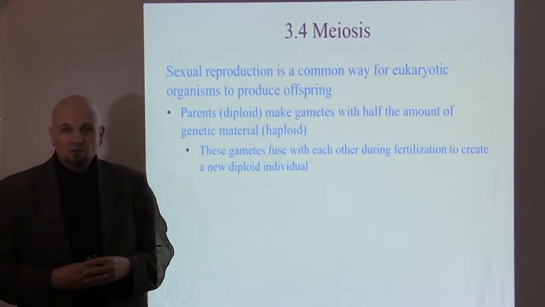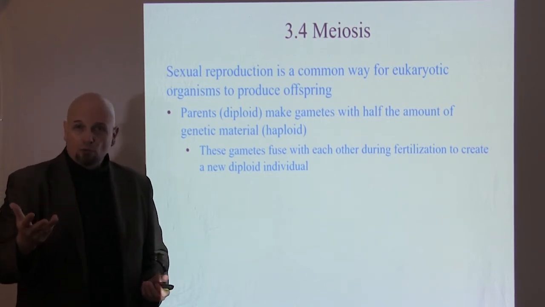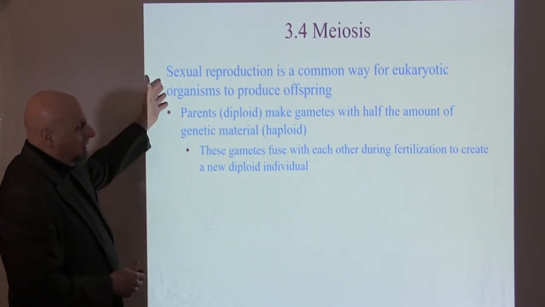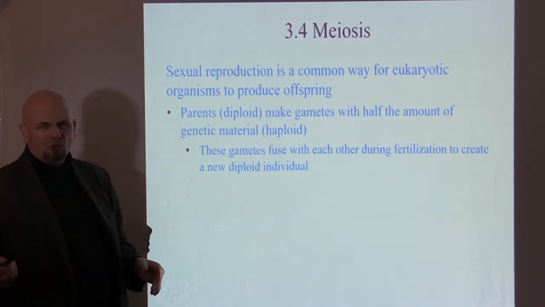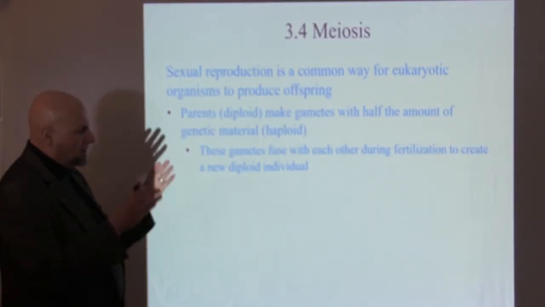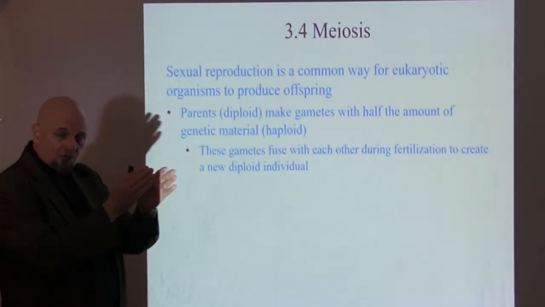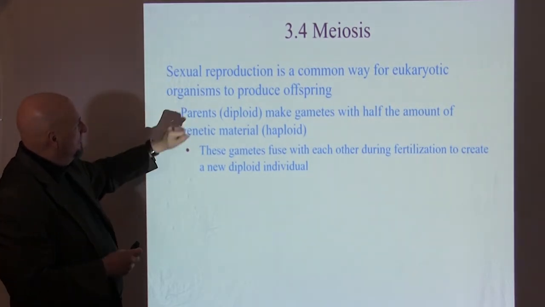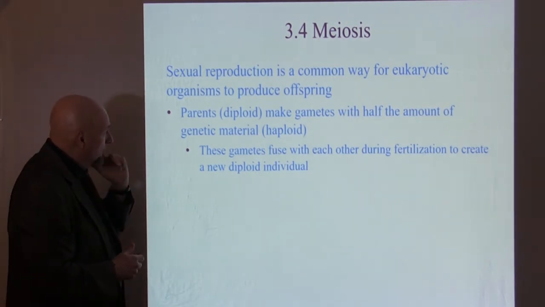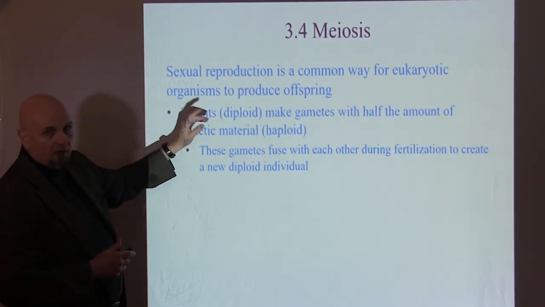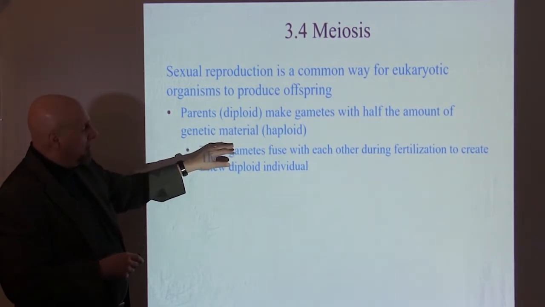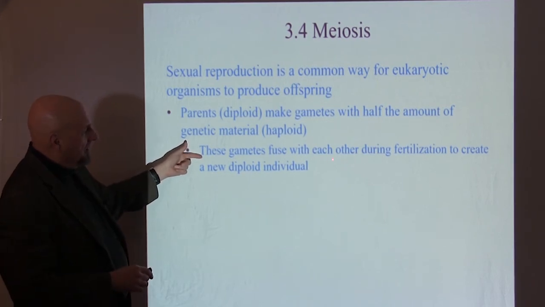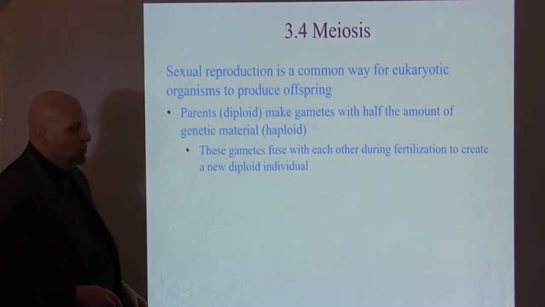Now let's get to meiosis, the production of new individuals, progenies, for multicellularity. Okay? So we can have meiosis also in yeast cells. They go from a haploid to a diploid, and then they do meiosis in response to environmental changes. Sexual reproduction is a common way for eukaryotic organisms to produce offspring. So the parents are going to be diploid, and then they produce gametes that are haploid, or spores in the case of plants that are haploid. They will fuse together during fertilization to create a new diploid individual.